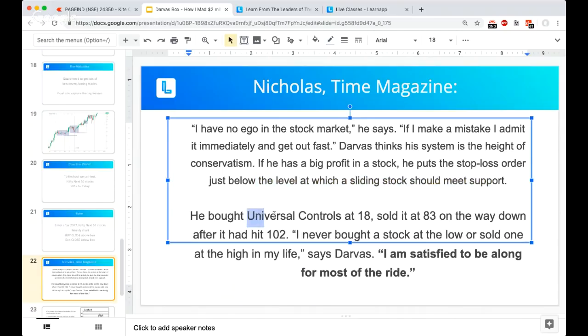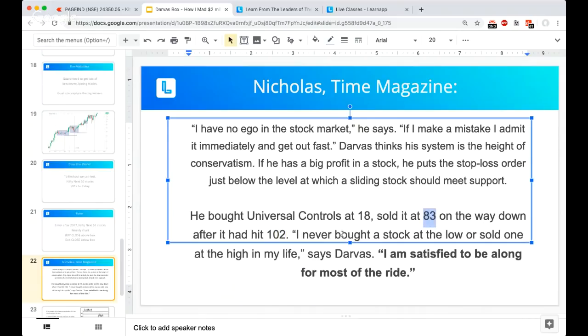For example, he bought a company called Universal Controls at 18 and sold it at 83, despite the fact that it had gone all the way to 102. Now, this is interesting that the stock went to 102. He didn't sell. He followed his strategy and exited at 83. Imagine that. I think that's a difficult thing to do.